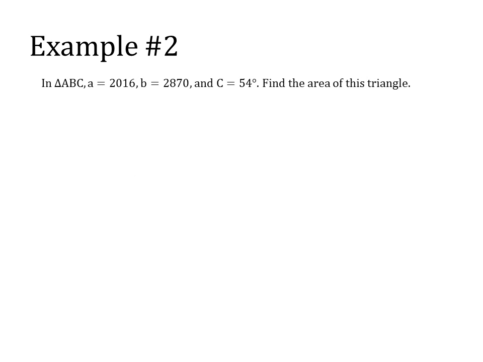Alright, so here's the next example. In triangle ABC, A is equal to 2016, B equals 2870, and C equals 54 degrees. Find the area of this triangle. So go ahead and pause the video here. Alright, so you gave it a shot. Let's see. You should have used the SAS Area Theorem because you were given SAS.